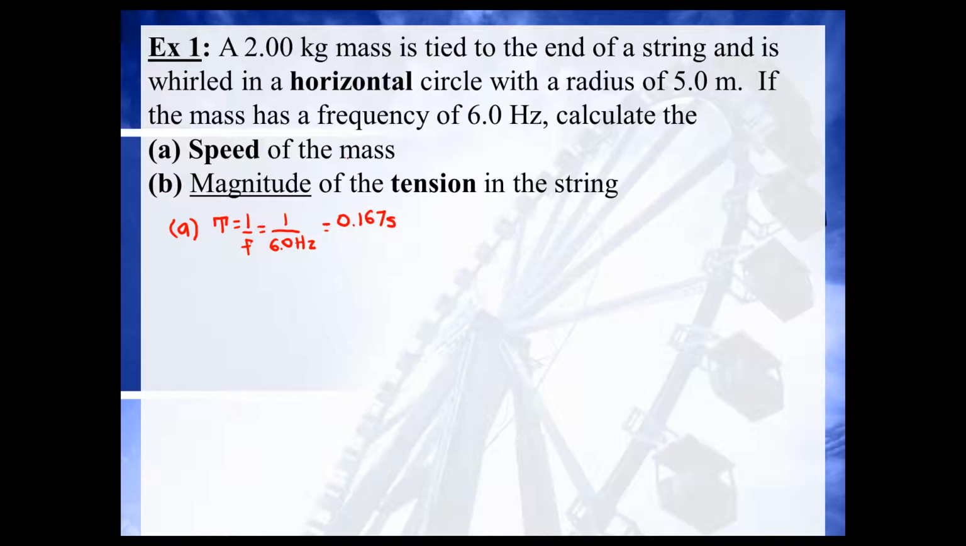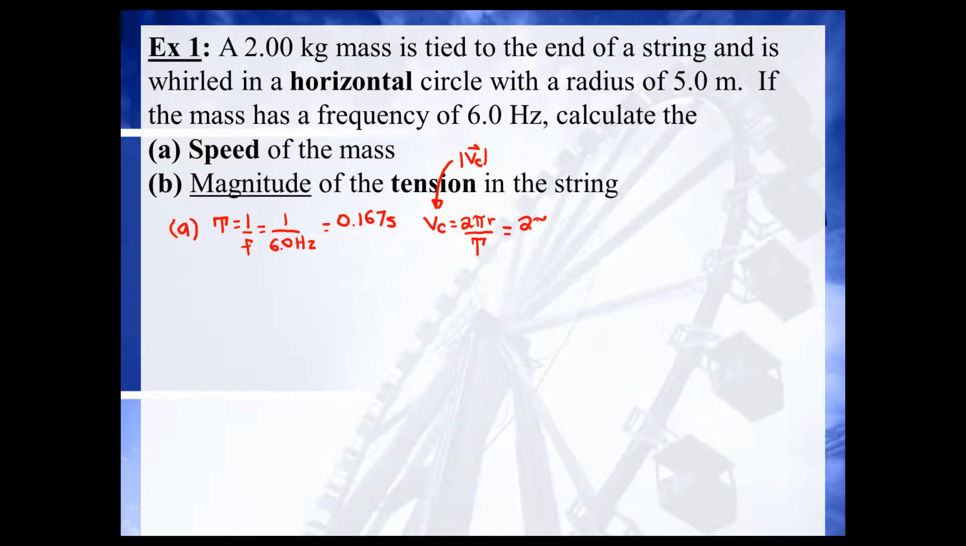To calculate the speed of the mass, we can use the equation Vc is equal to 2 pi r divided by the period. I know on the formula sheet it shows it as the magnitude of Vc, but I could just simply drop the vector and the magnitude sign and just write down Vc to indicate the speed. It just saves a little bit of work. Okay, plug the numbers in.